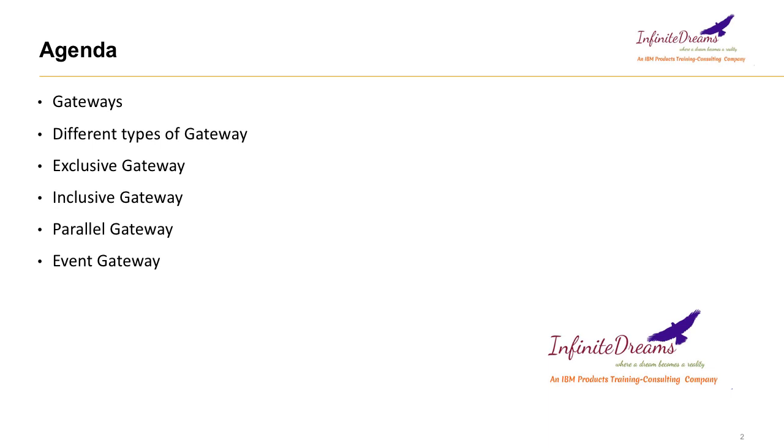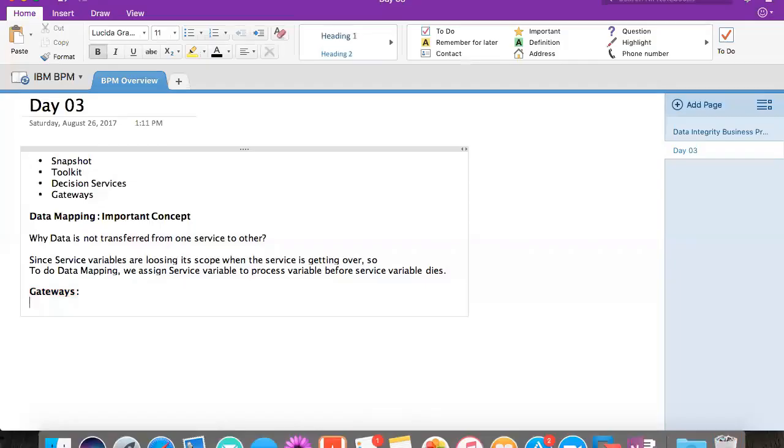There are different types of gateways supported in IBM BPM. Basically we have four types of gateways: exclusive, inclusive, parallel, and event gateway. We will discuss all these gateways in detail. Gateways are just like an "if" condition. When you create a process, you will have multiple conditions in the flow.